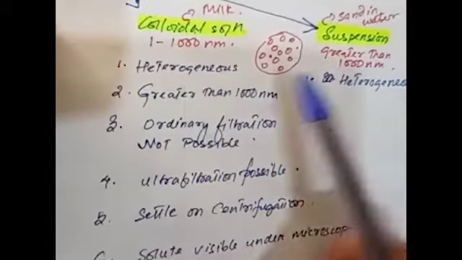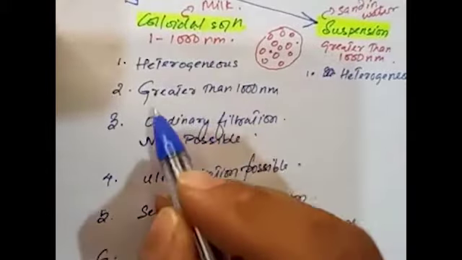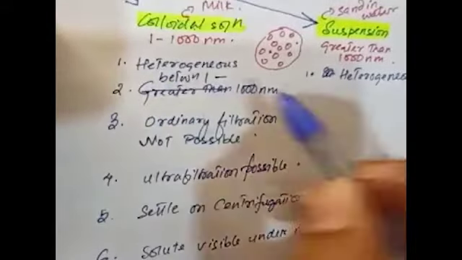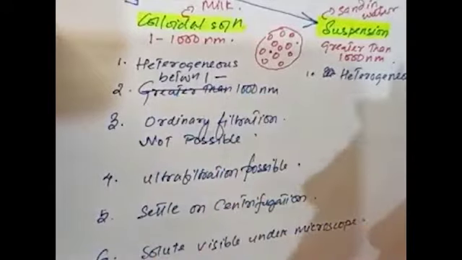So the size was given as greater than 1000 nanometer. It is greater. Oh, this is not greater. It is between 1 to 1000 nanometer. Between 1 to 1000 nanometer. Fine. Okay.